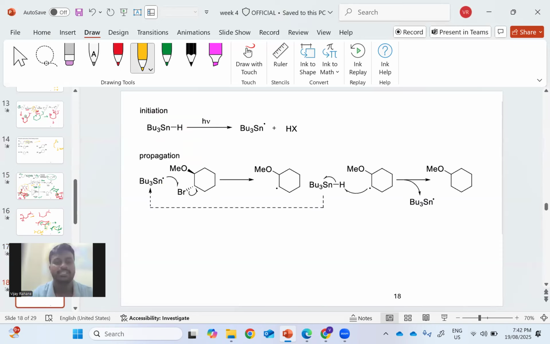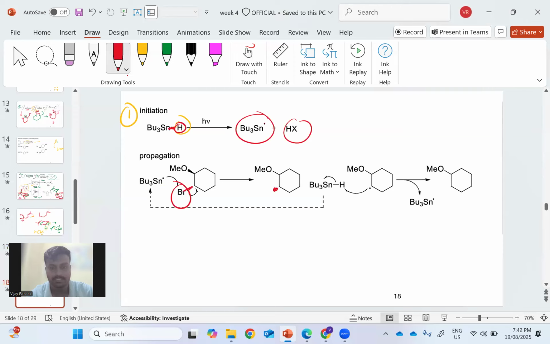So the first step was the initiation. It will be in a stepwise manner, just like the mechanism I have shown. In this molecule, this is the most labile bond, and this breaks to form the HX and the tin radical. And this tin radical obviously will react with this bromo. So this bond homolytically gets cleaved and it forms a radical at the adjacent position to the methoxy.